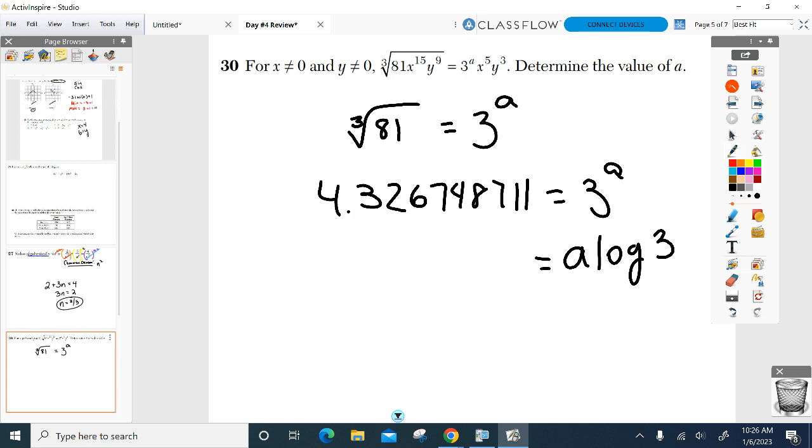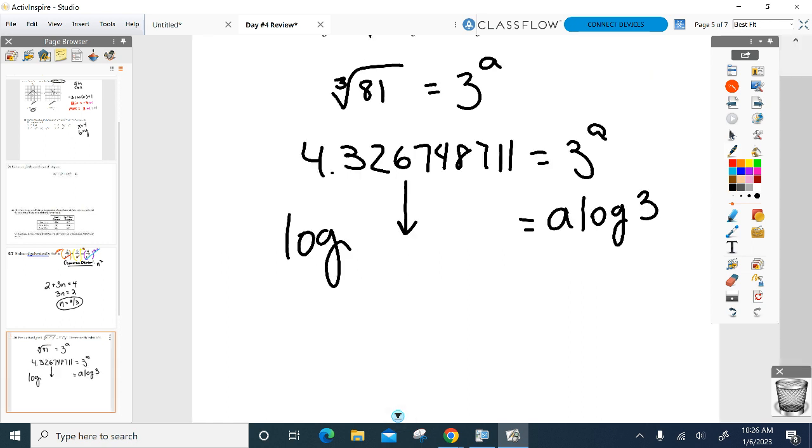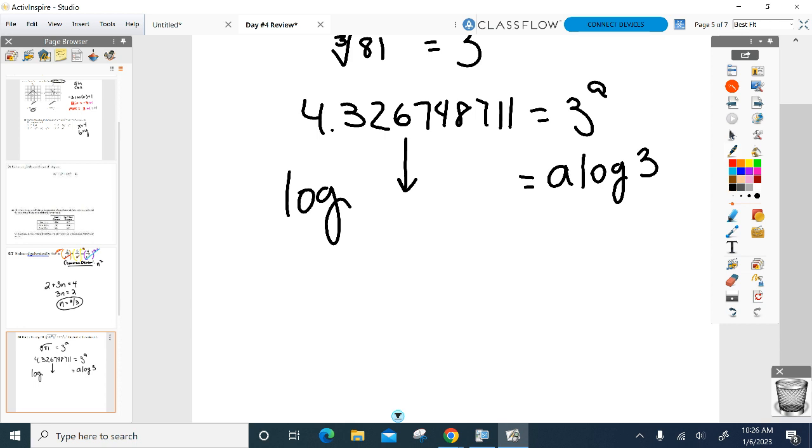Log 4.3267. You logged one side, you logged the other. Follow suit. I need to hear log the other side.